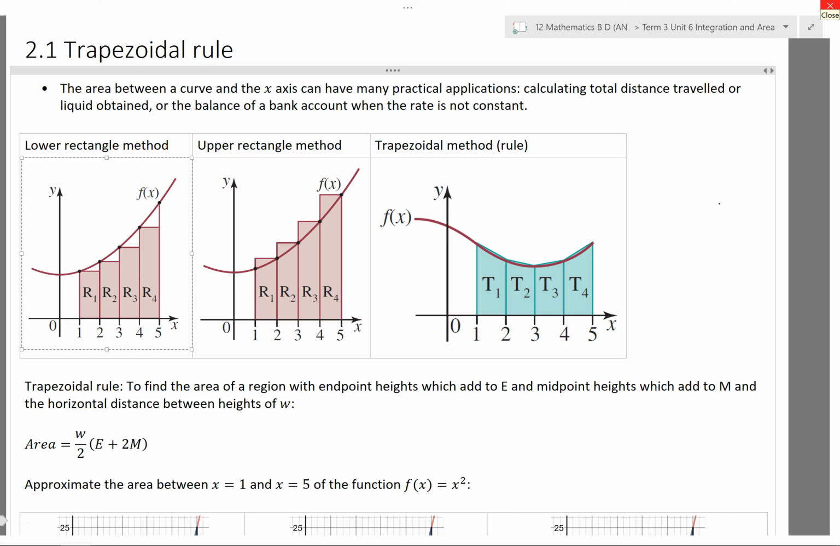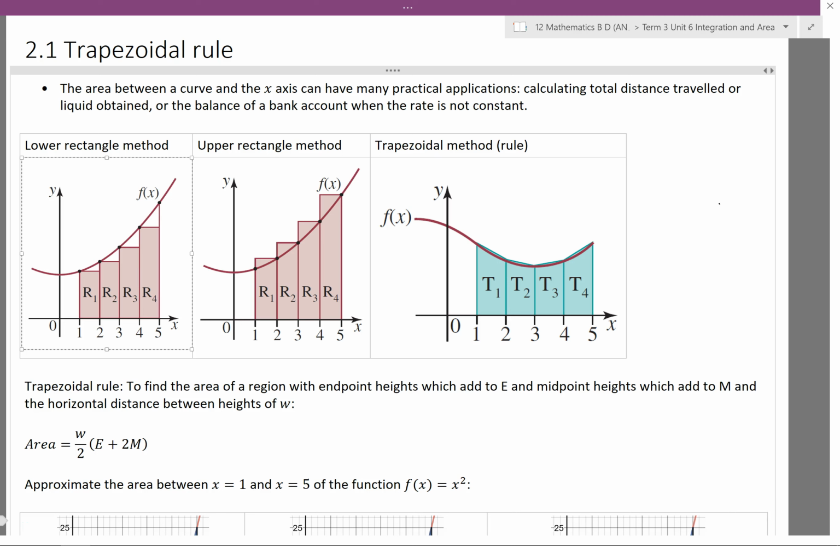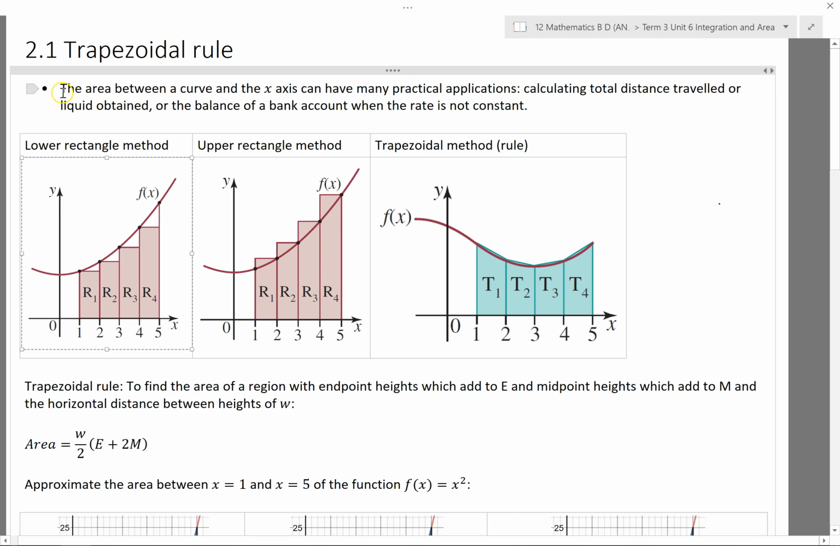The trapezoidal rule is a way, basically, to find area underneath curves without having to do integration. Reasons why we might want the area between the curve and the x-axis could be calculating total distance travelled if we have a velocity time graph, or the amount of liquid obtained if we have a rate of flow versus time, or the balance of a bank account if the rate's not constant.